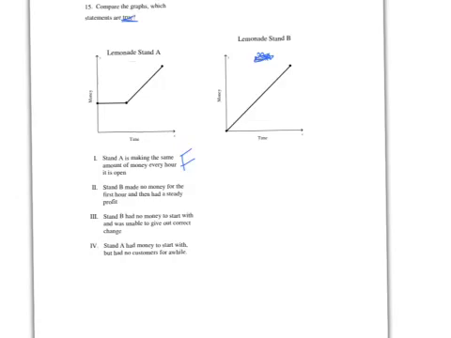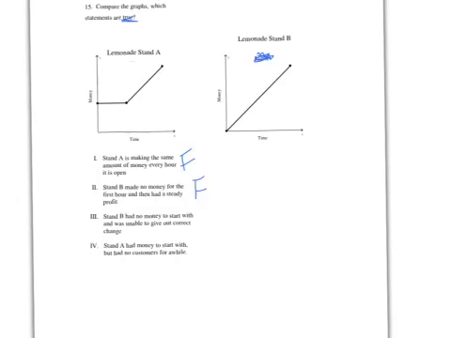Roman numeral 2, stand B made no money for the first hour and then had a steady profit. If I look at stand B, I'm showing that I'm making profit steadily the whole time. There is no amount of time where I'm making no money like I do in A. So if this one said stand A made no money for the first hour and then had a steady profit, that would be true. But we're looking at stand B. So this one is also false.